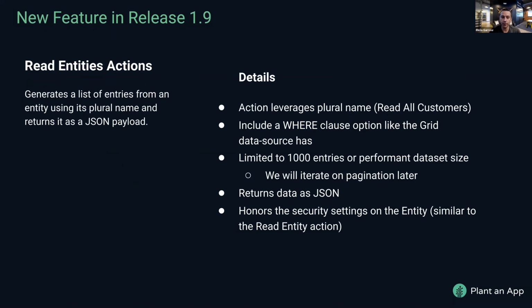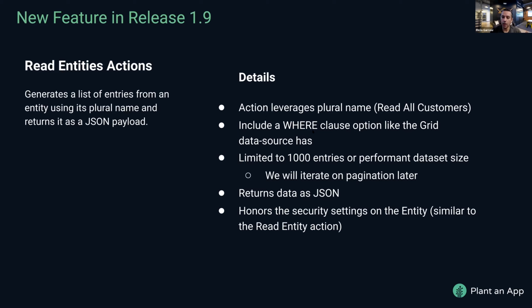But a lot of times when you're working, you want to get back multiple items so you can iterate over them and do different things. And so we have this action. I'm going to show it to you here in a second, but it basically generates a list in JSON payload for you. And it has a few configurations that you can set up. First thing is that whereas the normal read is just read customer, for example, this one will be called read all, and then the plural name of the entities. So they'll be grouped together, you'll see them.